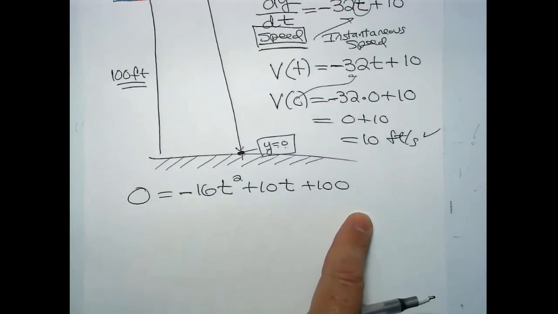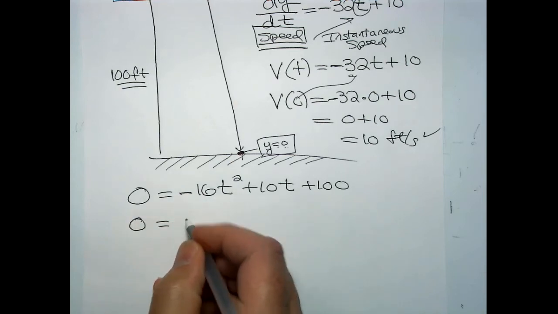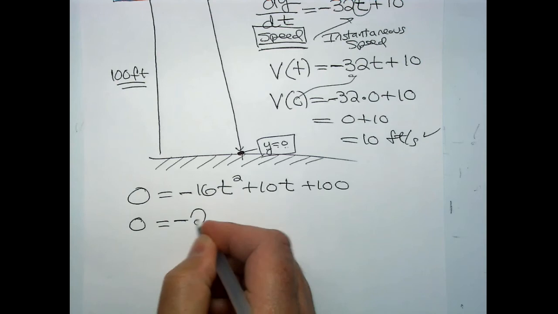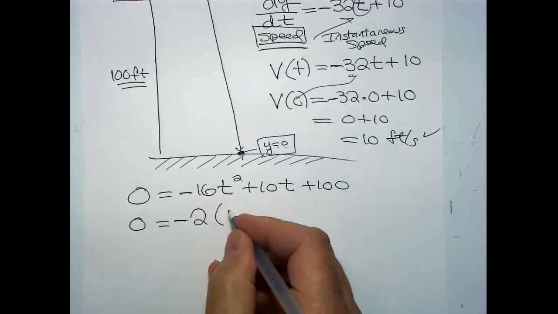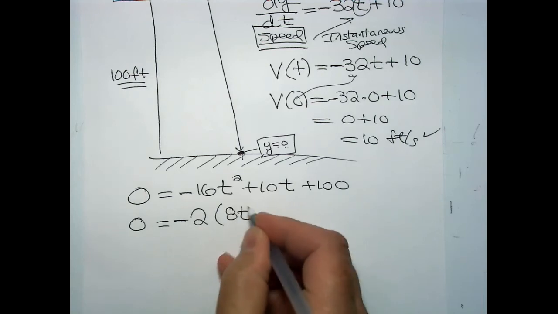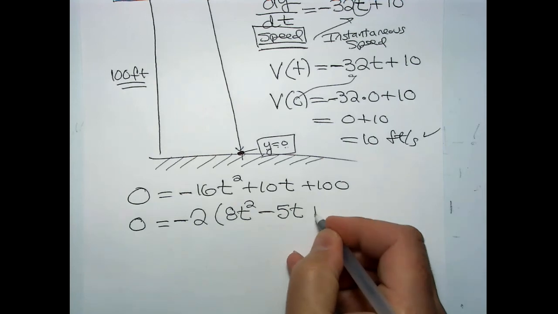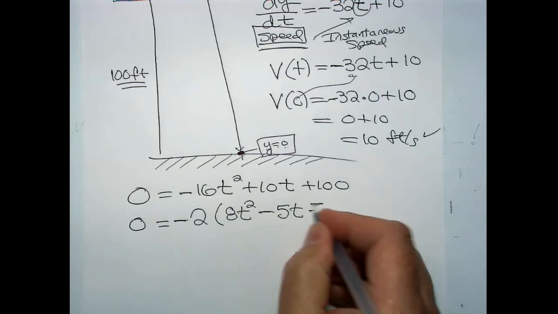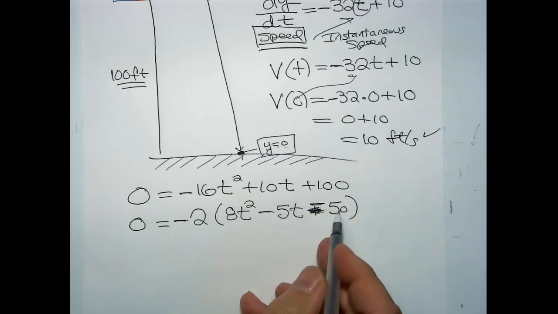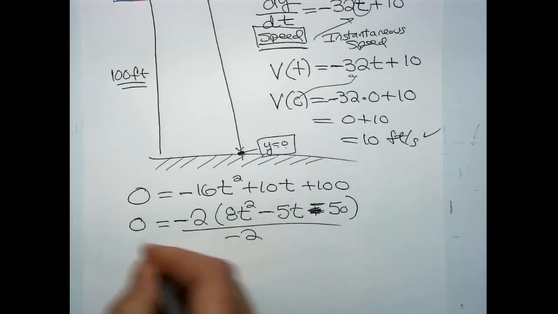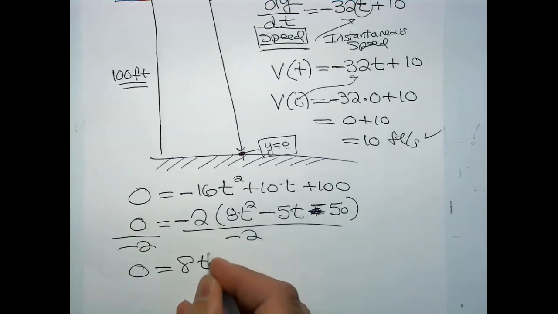Well, I think we could probably factor this problem a little bit. Let's take out a common factor of negative 2, and let's see where that leads us. Negative 2 comes out, and I have 8t squared minus 5t, and this will be plus, minus 50. Now, I don't see any other common factors in here, so I would divide by negative 2, make it go away, and I would get my quadratic equation.